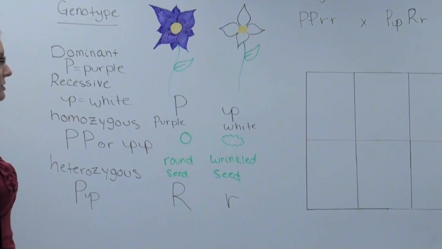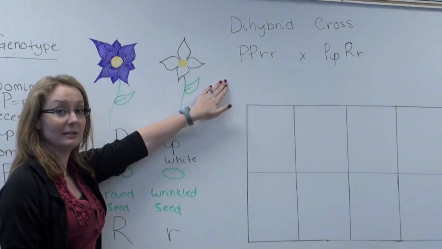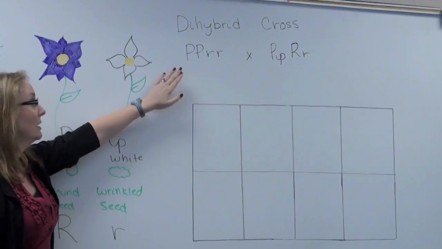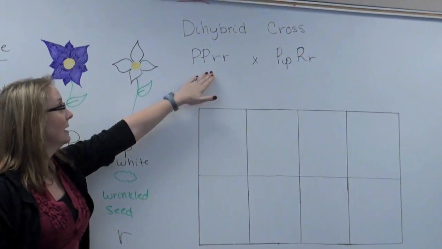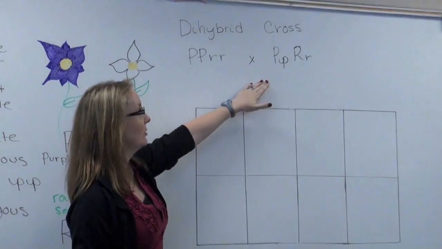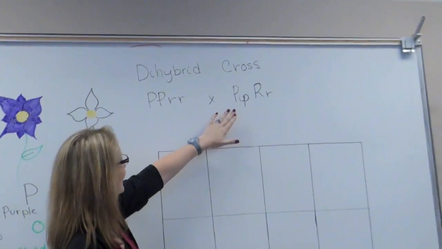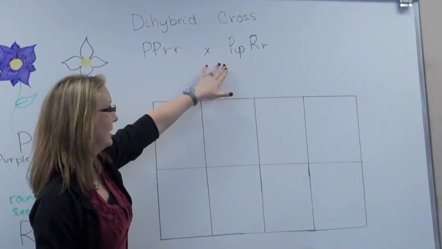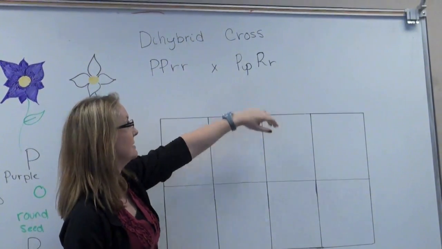The next thing you need to do is make sure you have the genotypes of your parents that are being crossed together. So this first parent is dominant for purple flowers and recessive for the wrinkled seed. The other parent has a heterozygous purple flower and a round heterozygous seed.